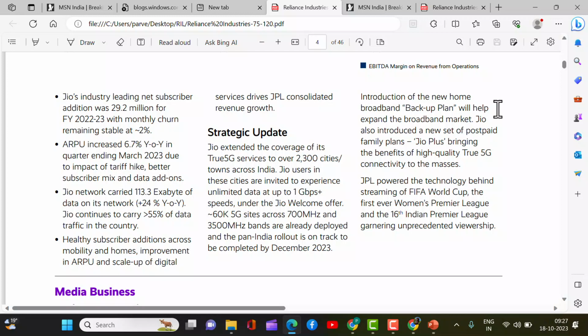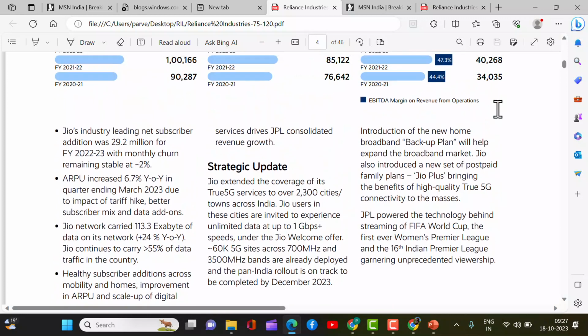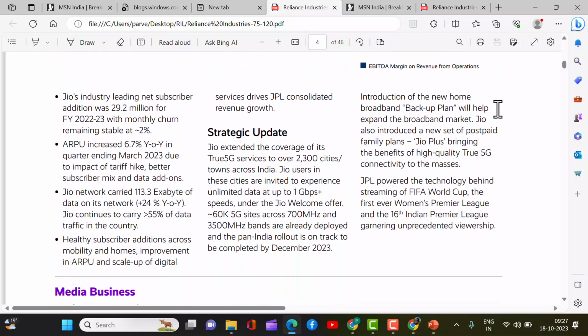Jio network carried 13.3 exabytes of data on its network, up 50% year on year. Okay, let's see. Jio network carried so much data. I mean, this is 55% of the data traffic in the country. So 50% of India's data is carried by one operator.